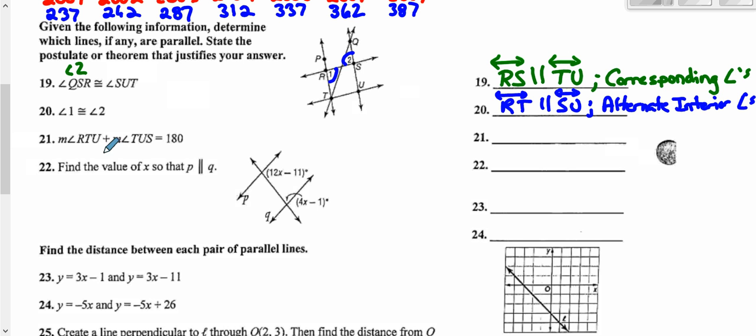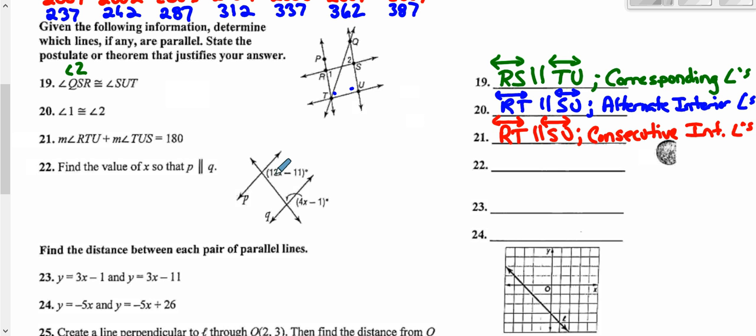All right, let's look at this next one. Now it says that we have the measure of RTU, so that'd be right here, this one here, and TUS, so these two angles are supplementary. So again, that would make the RT and the SU parallel. And those there are consecutive interior. I'll abbreviate that and I'll put angles.